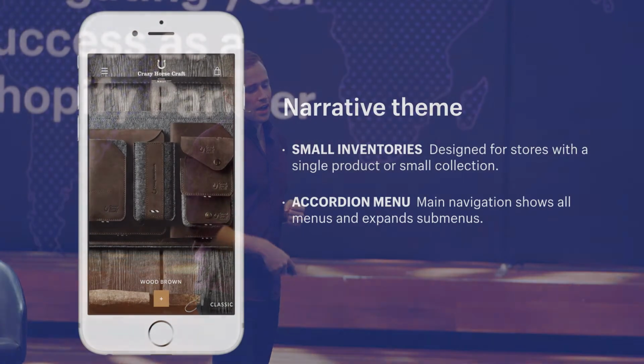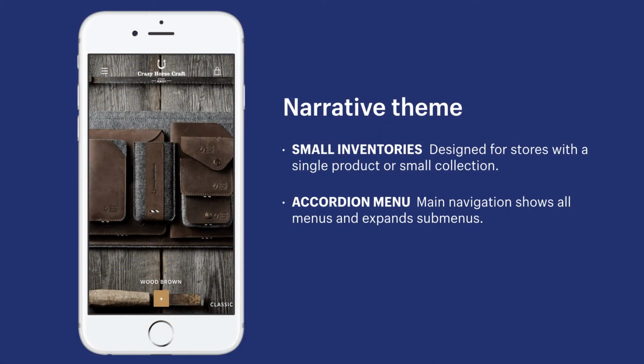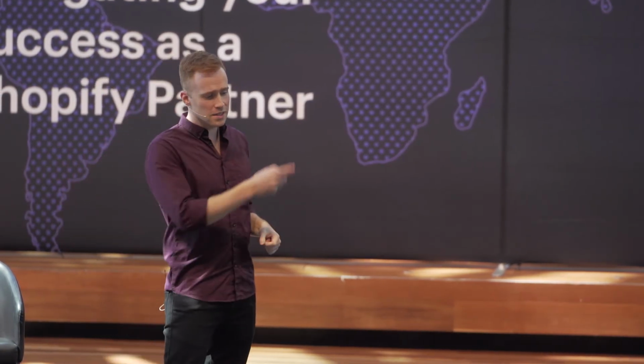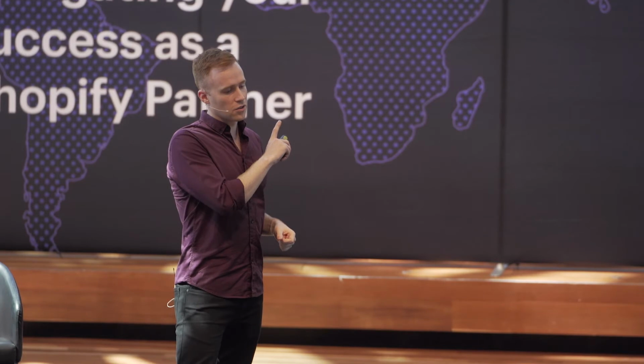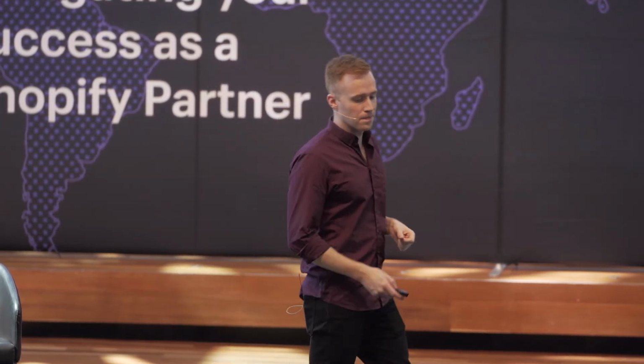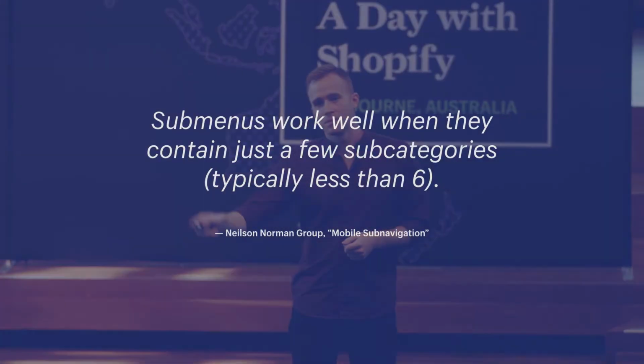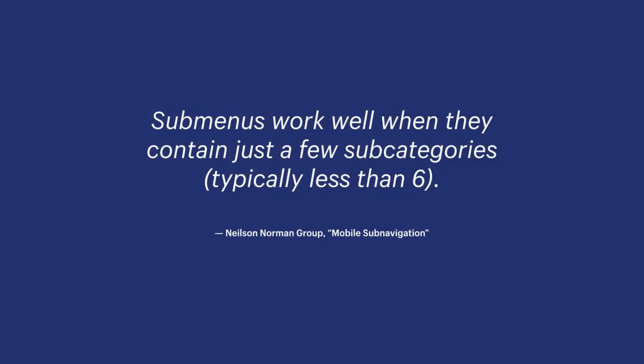The Narrative theme is designed for small inventories, maybe a single product or a small collection, and it's using an accordion menu, which means that all the menus expand and collapse. This is a Shopify merchant called Crazy Horse Craft that's using the Narrative theme. So it's using an accordion menu style, and there are right ways and wrong ways to use that. The more correct way is having few submenu items, and the Nielsen Norman Group suggests, based on their research, that it's fewer than 6.